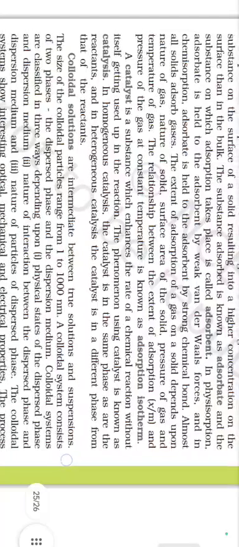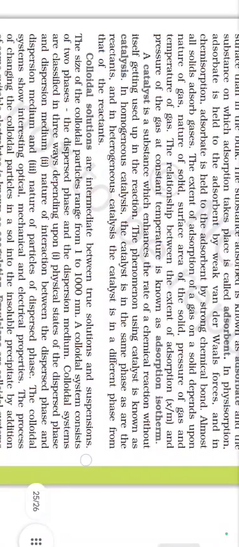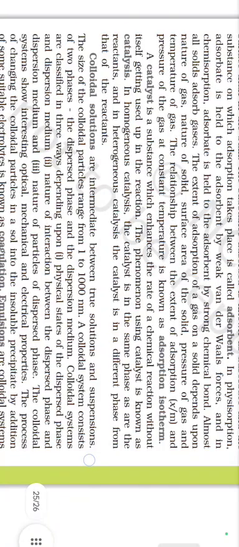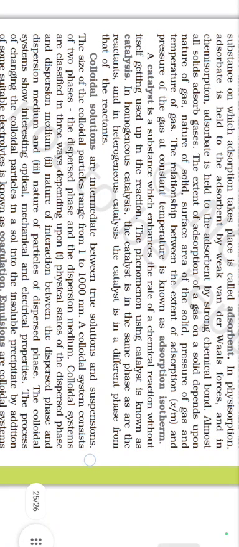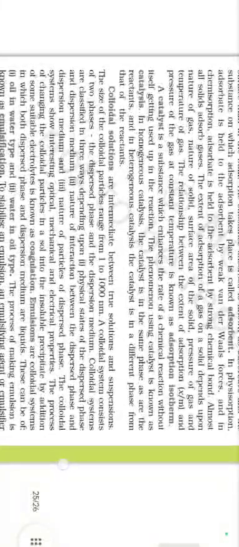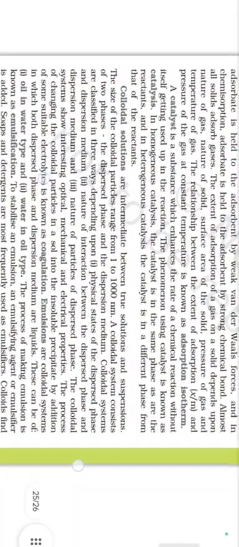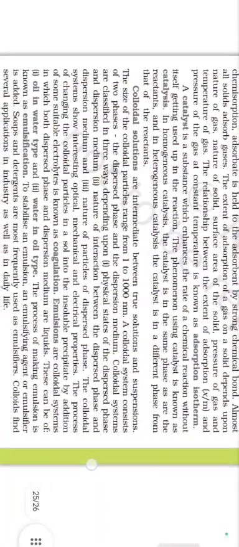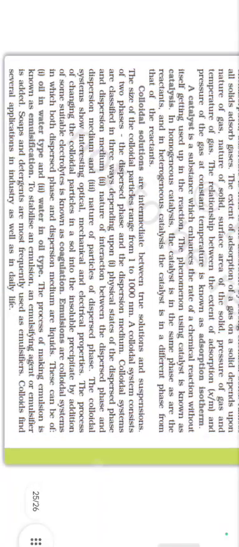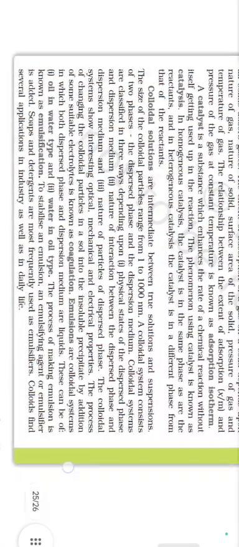The substance adsorbed is known as adsorbate, and the substance on which adsorption takes place is called adsorbent. In physisorption, adsorbate is held to the adsorbent by weak van der Waals forces, and in chemisorption, adsorbate is held to the adsorbent by strong chemical bond. Almost all solids adsorb gases. The extent of adsorption of a gas on a solid depends upon nature of gas, nature of solid, surface area of solid, pressure of gas and temperature of gas.